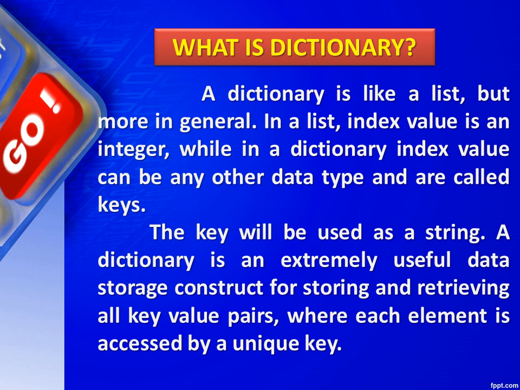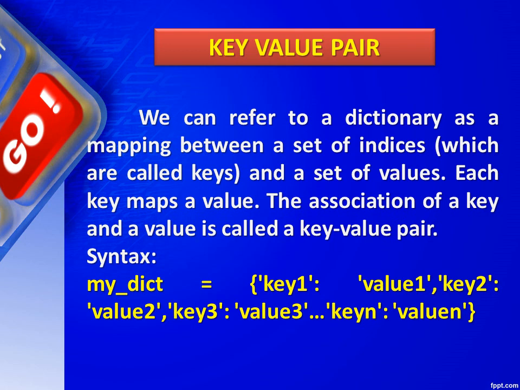A dictionary is a useful data storage constructed for storing and retrieving key value pairs, that is similar to the associative array in PHP. In all key value pairs, each element is accessed by a unique key. Now let's describe the syntax of key value pair. What is key and value in the given element? We can refer to a dictionary as a mapping between a set of indices that are called keys and a set of values. Each key maps a value. The association of a key and a value is called a key value pair.